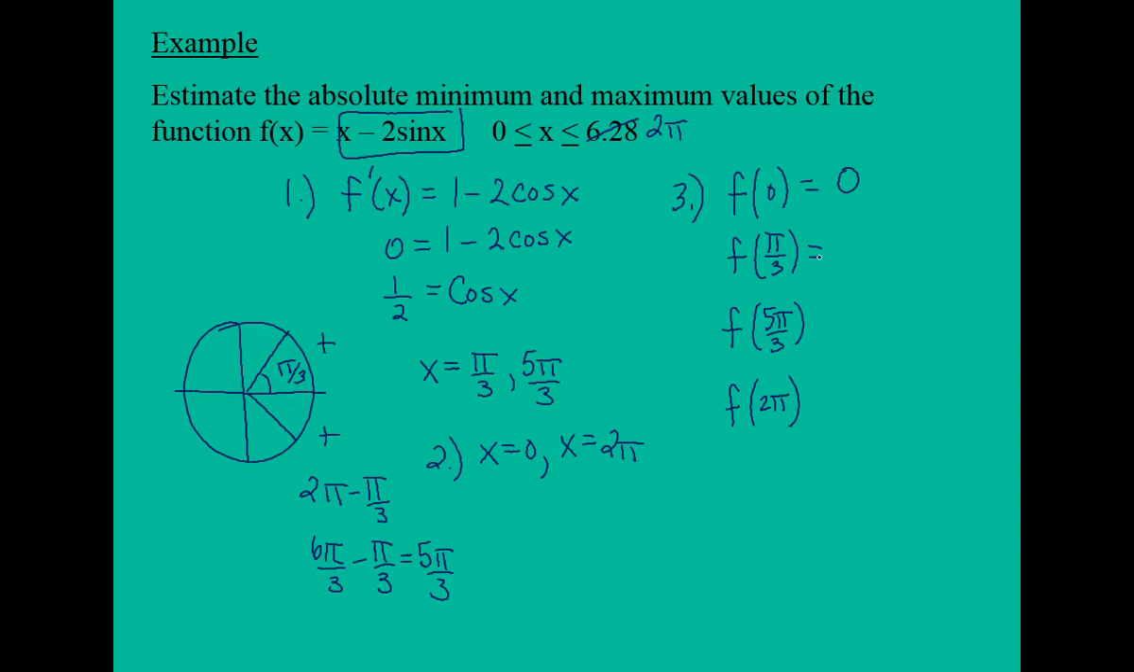So these should be approximately equal to negative 0.685. And again, we're just plugging pi over 3 back into our function. And f of 5 pi over 3 would give us 6.968. And f of 2 pi would give us 6.28.